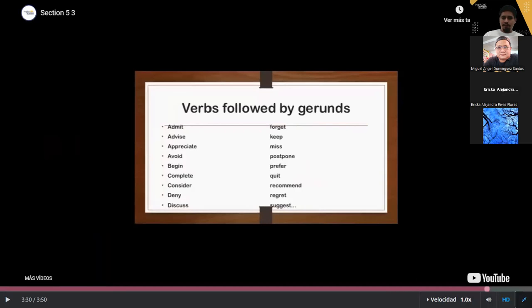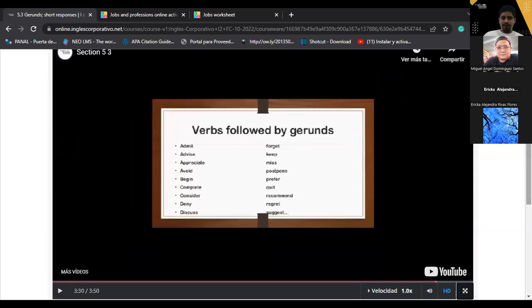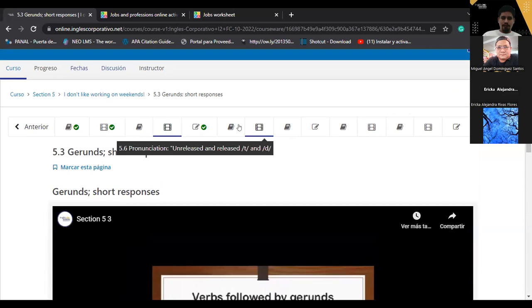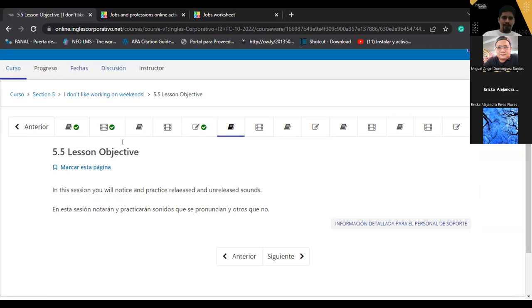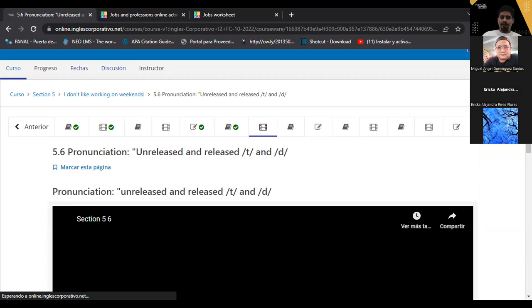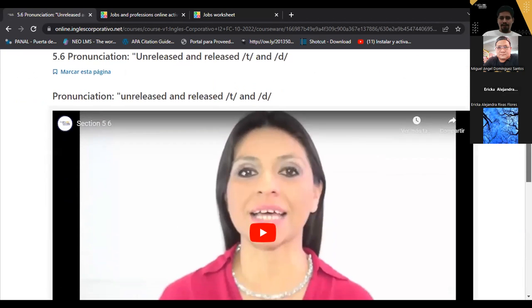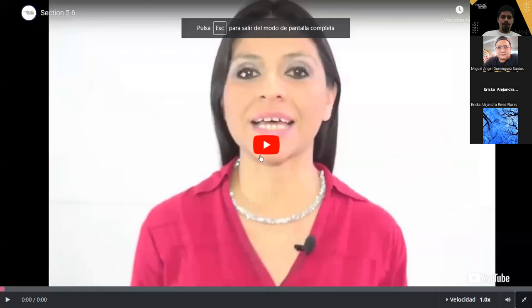So, we're going to move on to the next part. It's going to be something related to this. Just take a look at the lesson objective, and it says here: in this session, you will notice and practice release and unreleased sounds. Let's see what release and unreleased sounds mean. This has to do with pronunciation, and we have to pay careful attention to this part because it can help us improve our speaking ability.